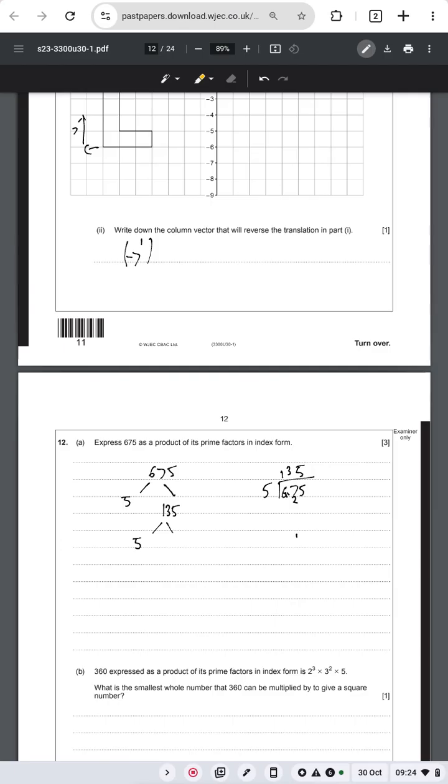So again, we can do our divide. So 0 5s in 1, 2 in 13, carry the 3 and 7. So it's 27. So 27 is divisible by 3 and 9. 9 is divisible by 3 and 3. So we have 2 5s, so this is 5 squared, multiplied by 3 3s, which is 3 cubed.